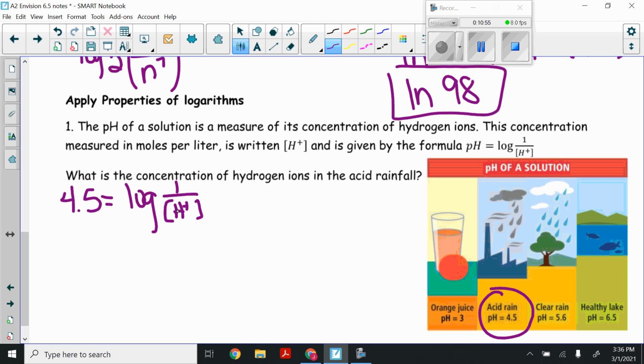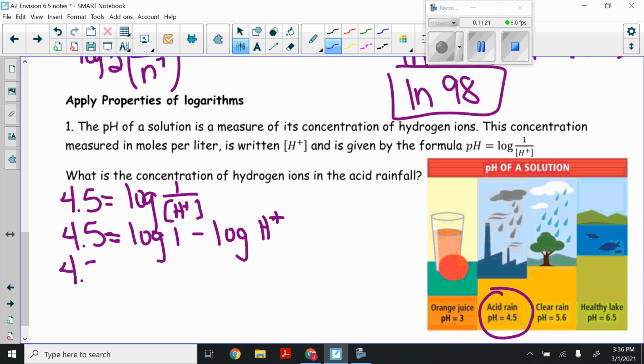I need to get this H plus by itself. I'm trying to find that concentration of the hydrogen ions. I have log of two things over here being divided, so I'm going to expand this out. So this is really going to be 4.5 equals log of 1 minus the log of my hydrogen ions, so H plus.